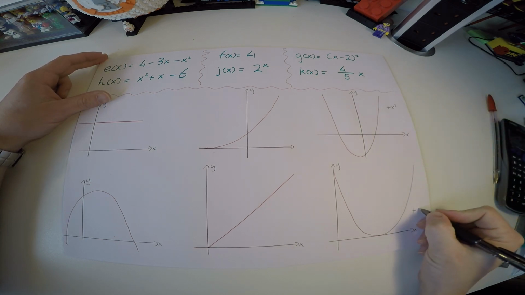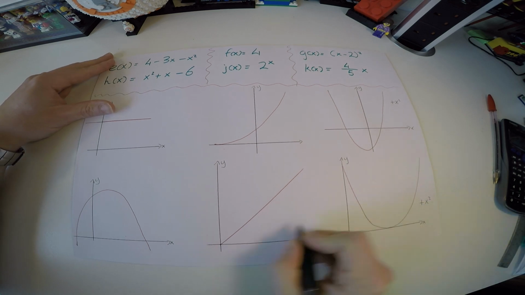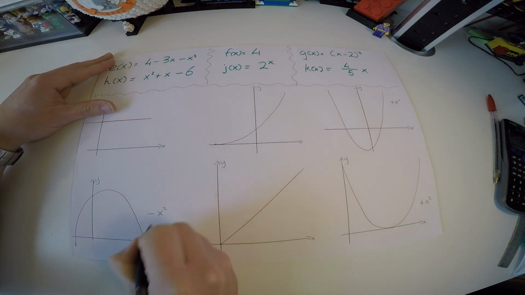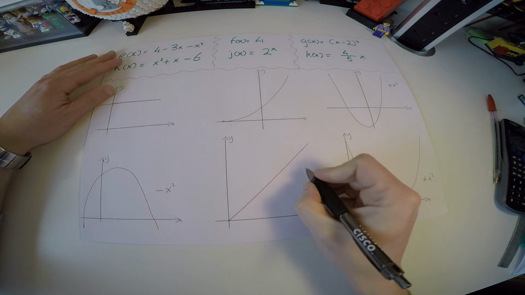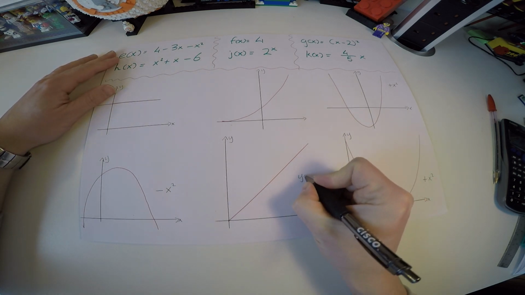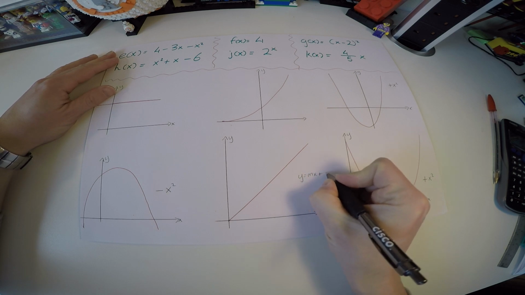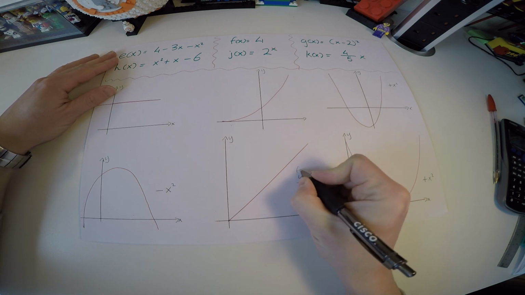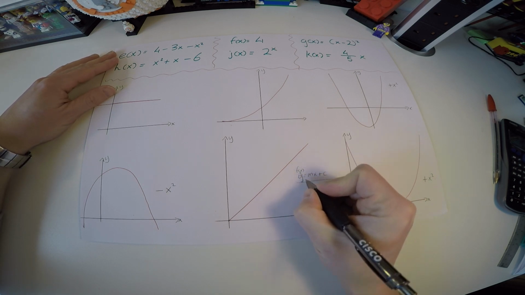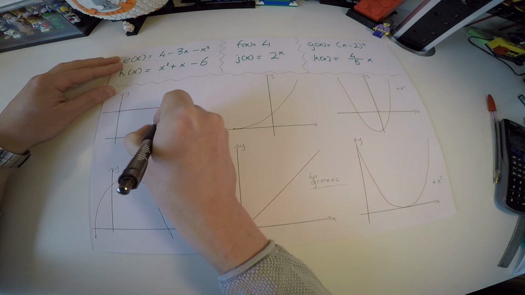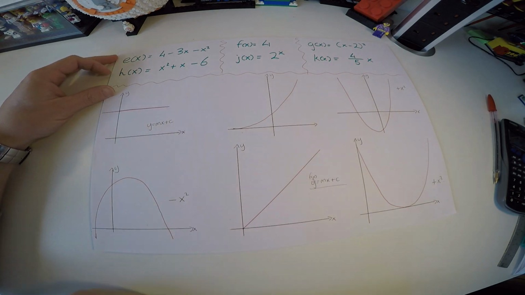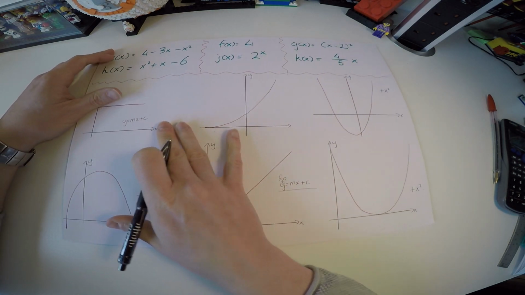This is a positive x squared type graph, and this is a negative x squared type graph, and this is a line, and this is a line. So this is a y equals mx plus c type of thing, or f(x) can be replaced by y, same thing. And this is also a y equals mx plus c type job. And this one we don't know yet. So let's look at these.